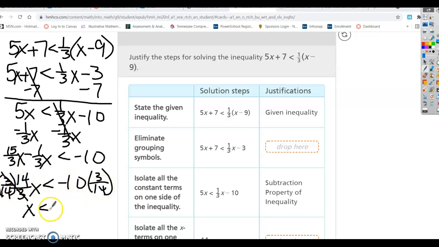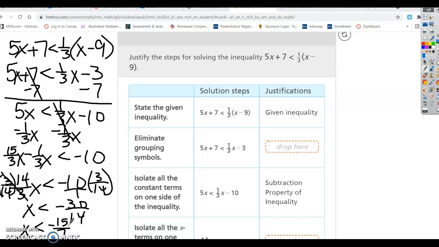All right, and then I have less than. I multiply by a positive number, so the sign doesn't change. And then this is negative 10 over 1. So this is going to be negative 30 over 14, which can be reduced, because those are both divisible by 2, to negative 15 over 7.